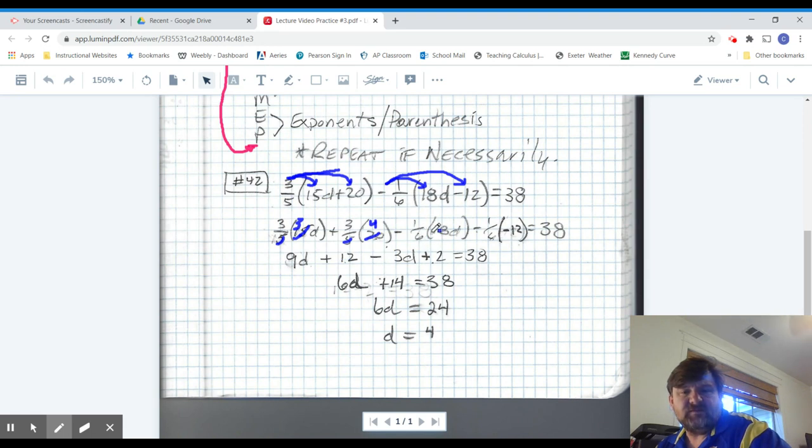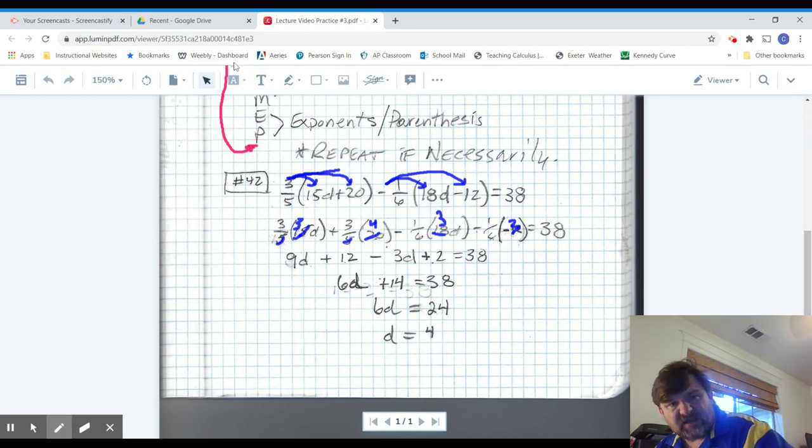And then this does the same thing. This is going to become 3 because these factor out, and that becomes 3d. And then the last one, 6 and 12, this factors into -2. -1 times -2 becomes +2. So now we've finished up. We have no exponents, we have no parentheses, but the equation is not solved yet. So now we've got to look at round 2.